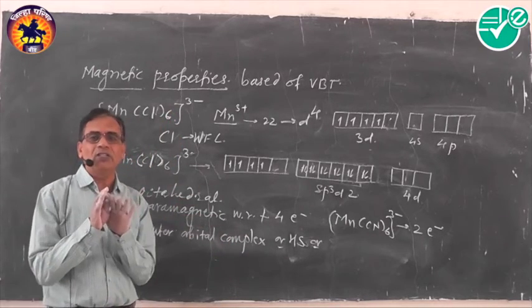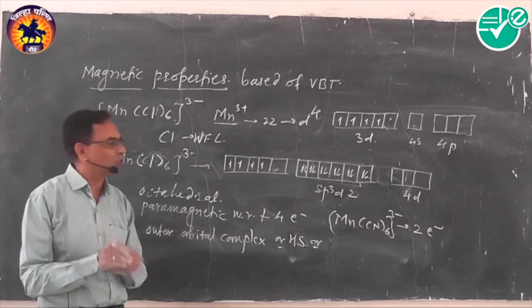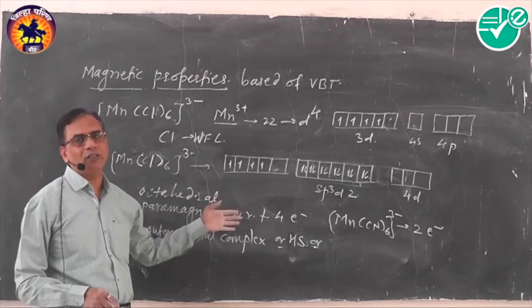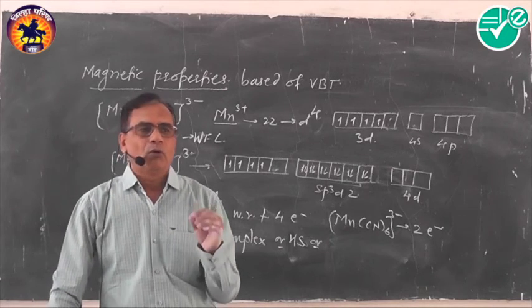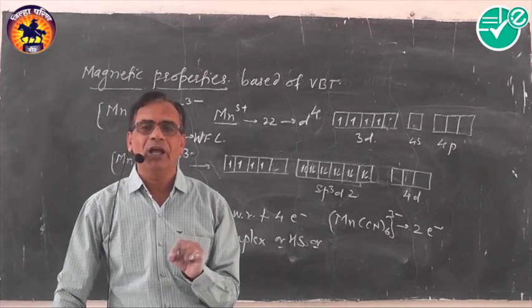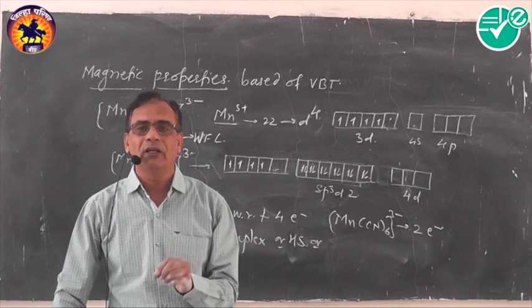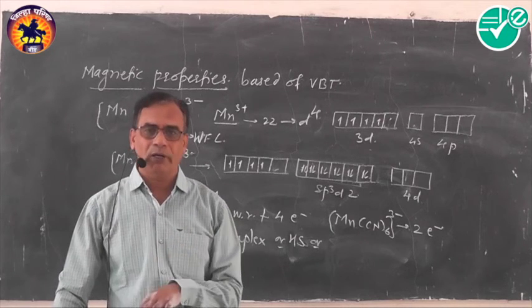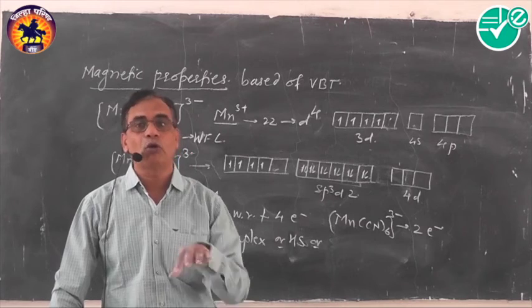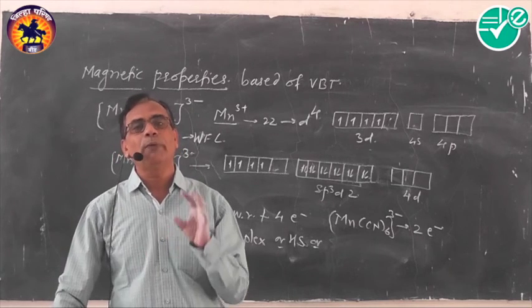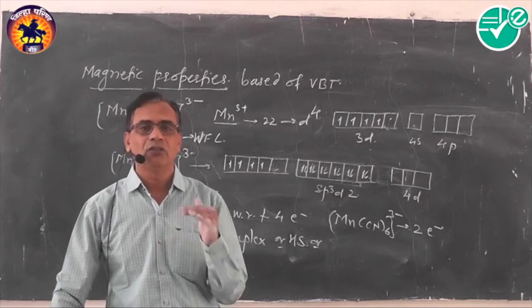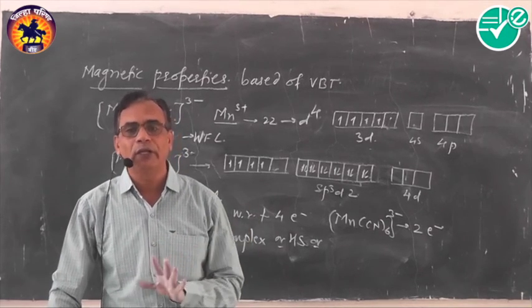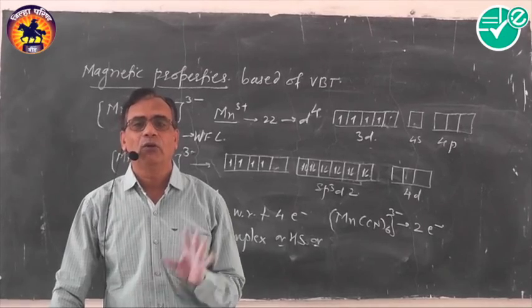To answer all these, we have to explain all these things. There is no time to explain here, but we have to do that work, and we have to determine which is an outer orbital or inner orbital complex, which is high spin or low spin complex. Such MCQs are asked, so we have to answer them. This is very important from the point of view of the examination, and we have to study it well.